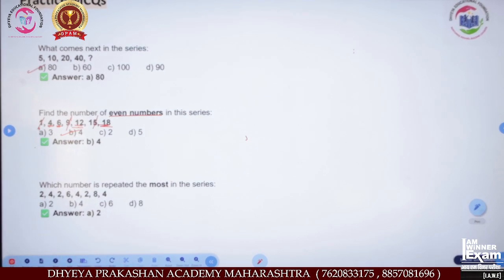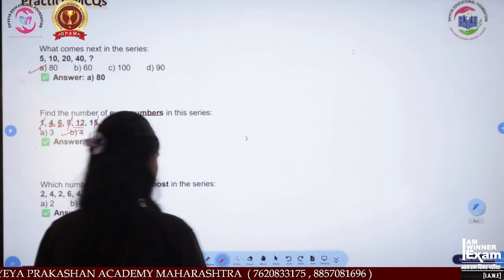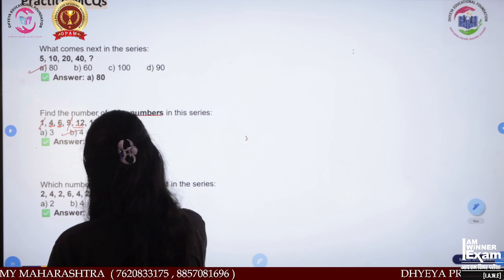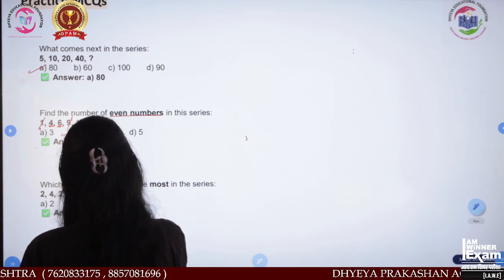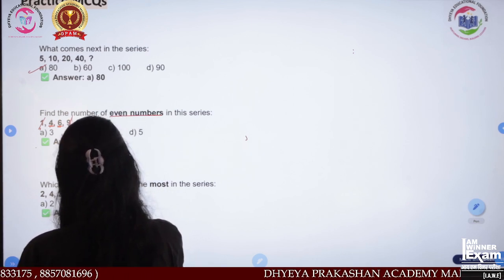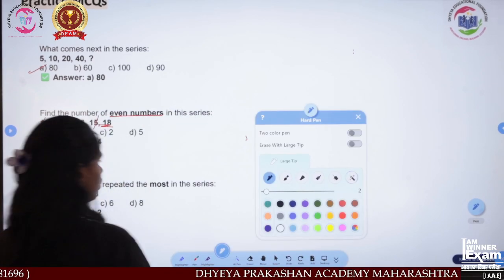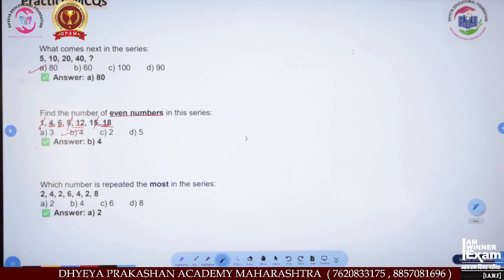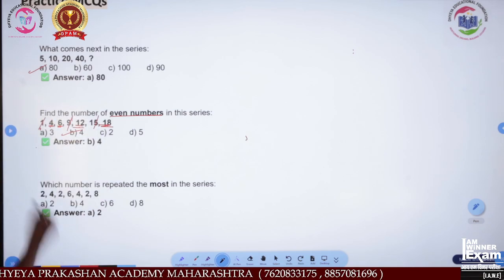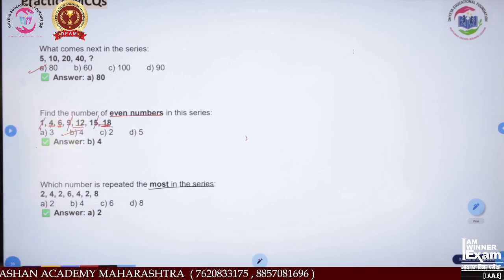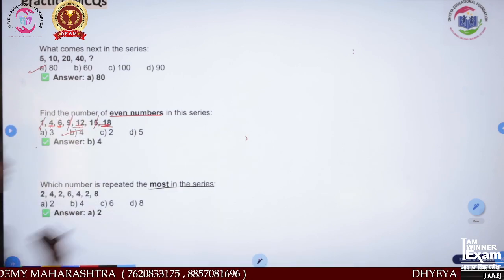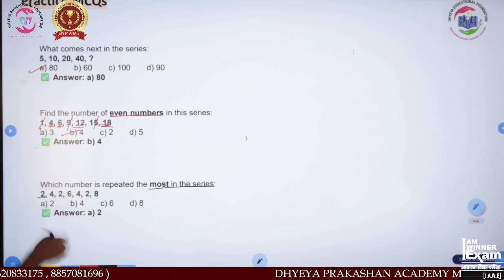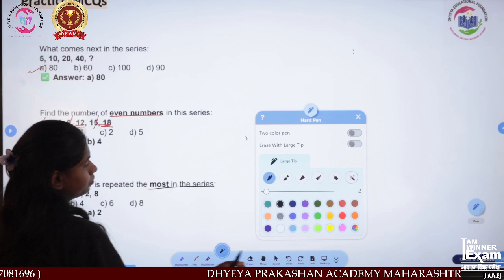But when they ask you the question, which is the most in the series, suppose now, count the numbers. Which number is repeated most in the series? Now they have asked which number is repeated most in the series. Now it is 2. Let's count how many times the 2 is here.